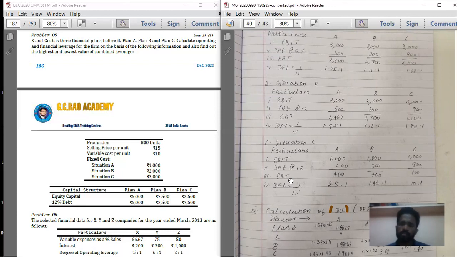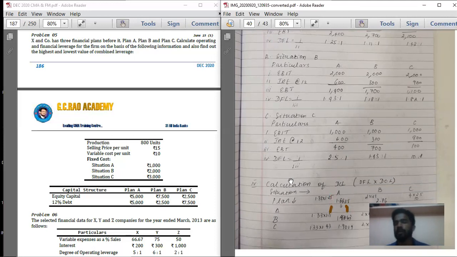Below that, small roman number 4, DFL is equal to small roman number 1 divided by small roman number 3. So calculate it. 1000 divided by 400, that is 2.5:1. 1000 divided by 700, 1.43:1. And 1000 divided by 100, 10:1. So for all three, A is 2.5:1, B is 1.43:1, and C is 10:1.